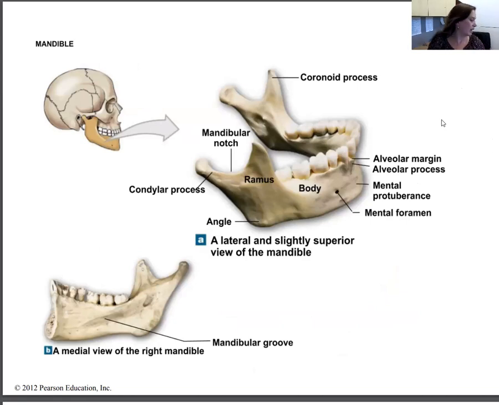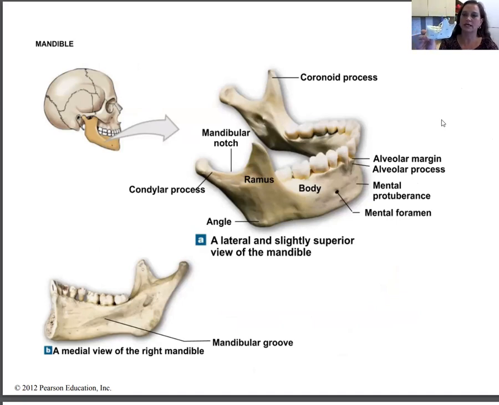Okay, now let's talk about the mandible. So the mandible is this lower jaw. I'm going to take that lower jaw off so that it looks just like this, okay? So this is the lower jaw called the mandible. There are some parts in here you have to know.